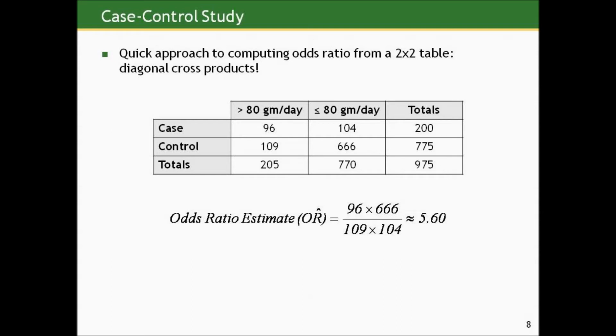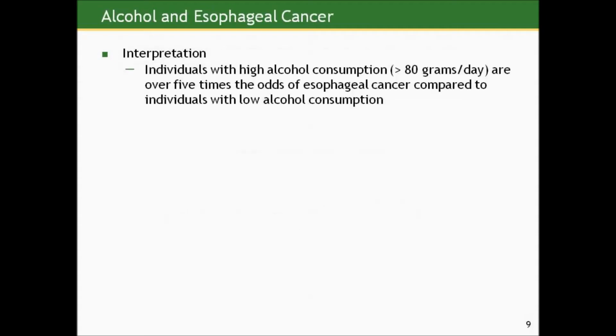Now, just to be clear, in order to make this cross product approach estimate the odds for those exposed to unexposed, you have to set up your 2x2 table such that the first cell is where case meets exposure group. And we have noticed that our first cell here is where cases meets the higher alcohol consumption. So this odds ratio estimates the odds of esophageal cancer for those who drink more compared to those who drank less in our study. So the interpretation of this is that individuals with high alcohol consumption are at over 5 times the odds of esophageal cancer compared to individuals with low.